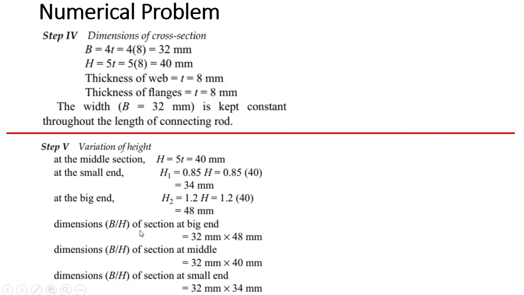So these are the ratios we have calculated for a purpose, or we can say not a ratio but the overall cross section at different ends. At the bigger end, this will be the cross section, or the I section, this will be the one at the middle, and this will be at the smaller end. So that completes your numerical on the connecting rod. That is a very simple numerical based on this.